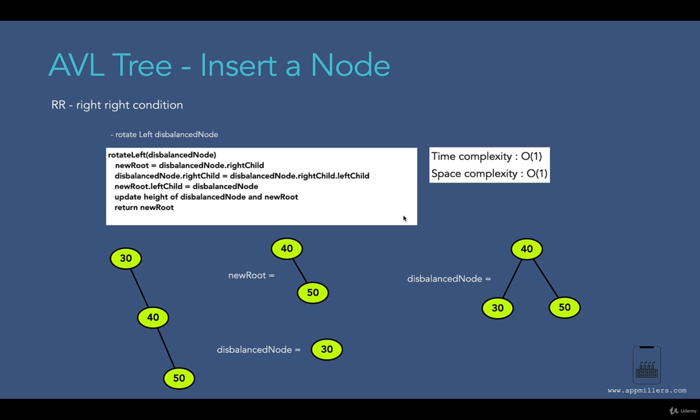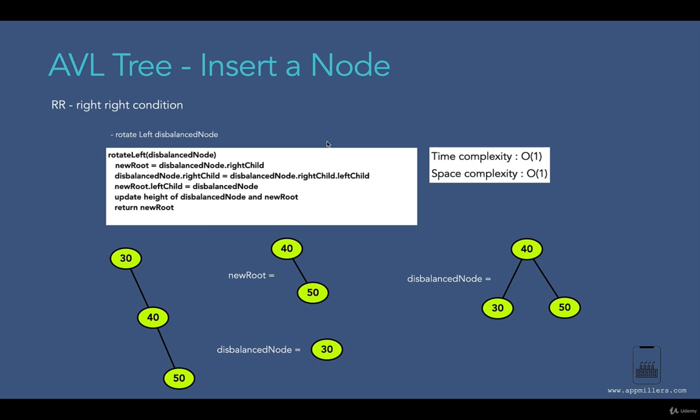Now here the time and space complexity will be O(1) because all we are doing over here is just creating a new root node and just updating the left and right child of this disbalanced node and new root node over here. So these are just simple assignment statements. That's why it will take O(1) time complexity, and the space complexity is also O(1) because here additional memory is not required to perform these operations over here. So that's why space complexity is O(1).